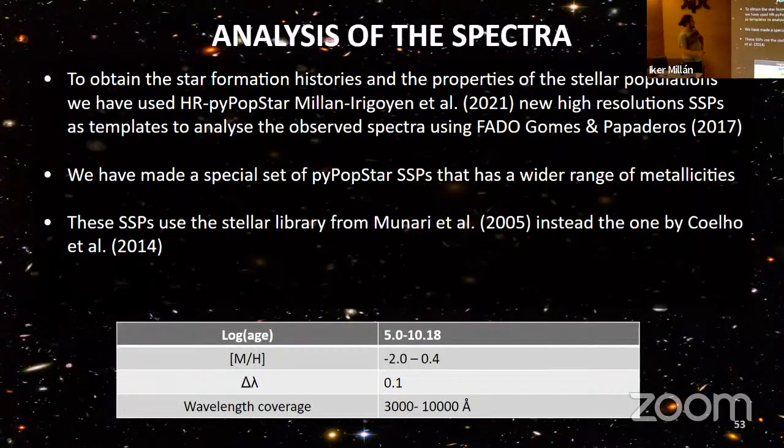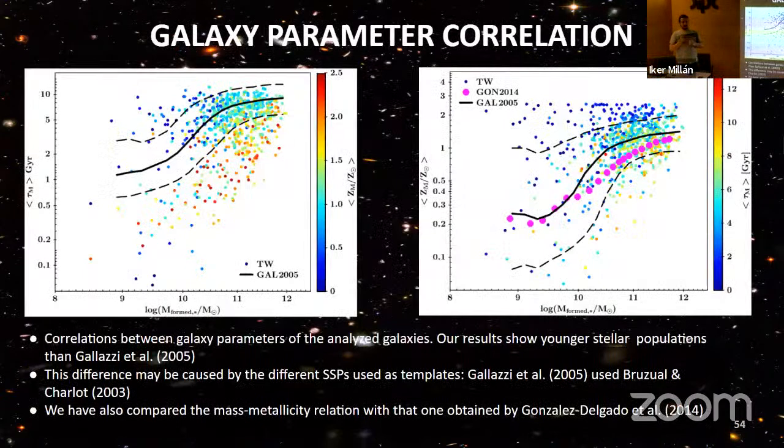So yeah, we have used the PopStar models, but we have also made a special set because we wanted spectra with lower metallicity. So we have used both the standard ones and others that use the stellar library of Munari to lower the metallicity from 10% solar to 1% solar, let's say. And with that, using FADO with PopStar, we have analyzed the galaxy parameters first. Here is the mean age weighted by mass and the total mass formed. And here you see the color code, which is the metallicities.